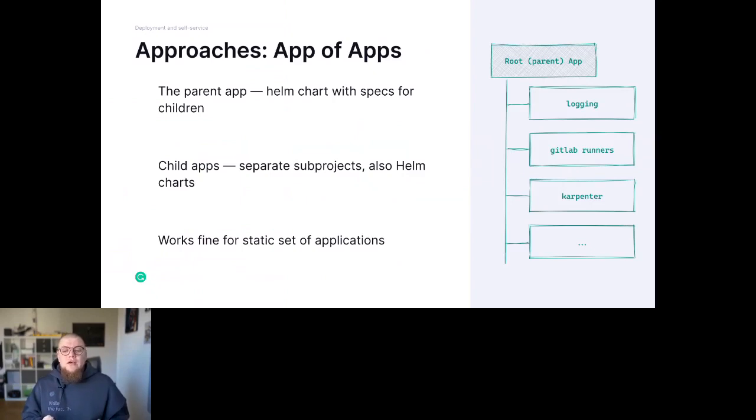It is called the app of apps. There is a parent app with specs for its children, a Helm chart. Child apps, also Helm charts, are organized into sub-projects. We don't add new apps to that frequently, so it's a convenient way for us to manage this. However, things get more interesting if you have a dynamic set of applications.